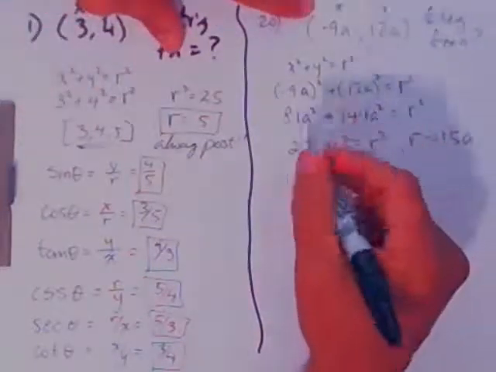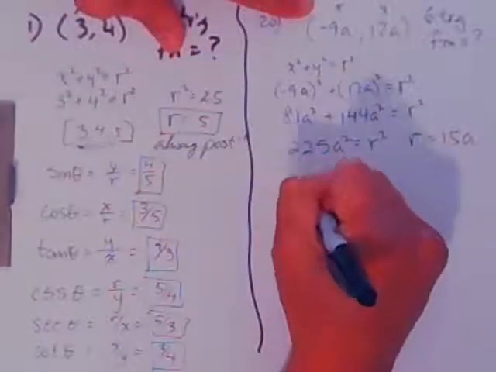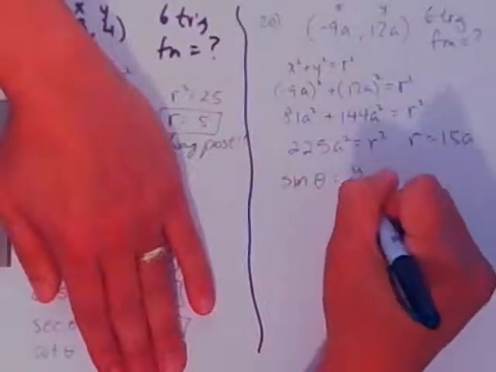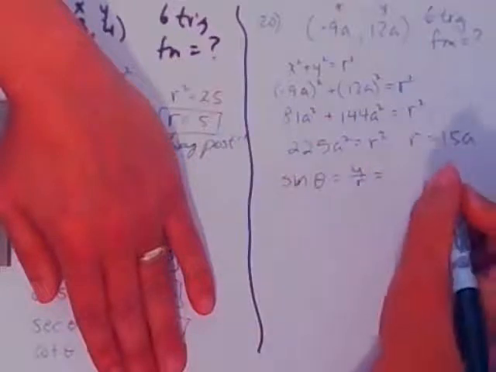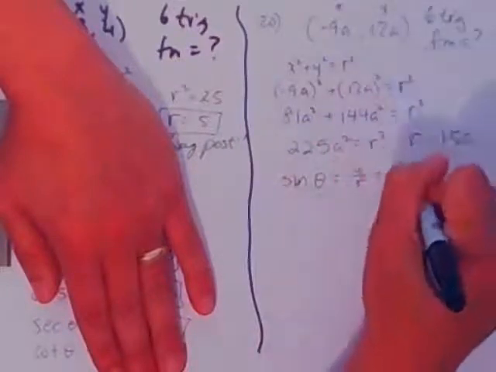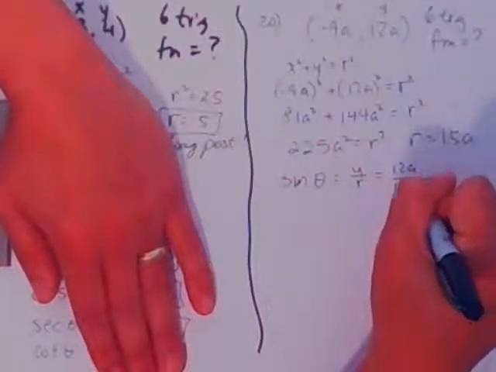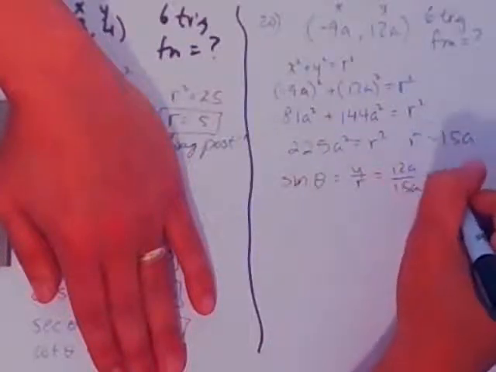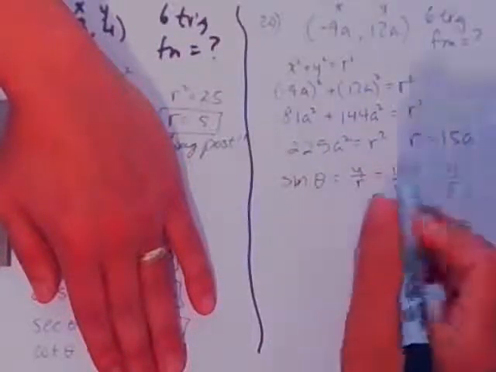So I want the six trigonometric functions. Let's start with the sine. Sine of the angle, don't copy it right there, is equal to y over r. Y value is 12a over 15a. The a's cancel, reduce it by 3. You get 4 over 5.